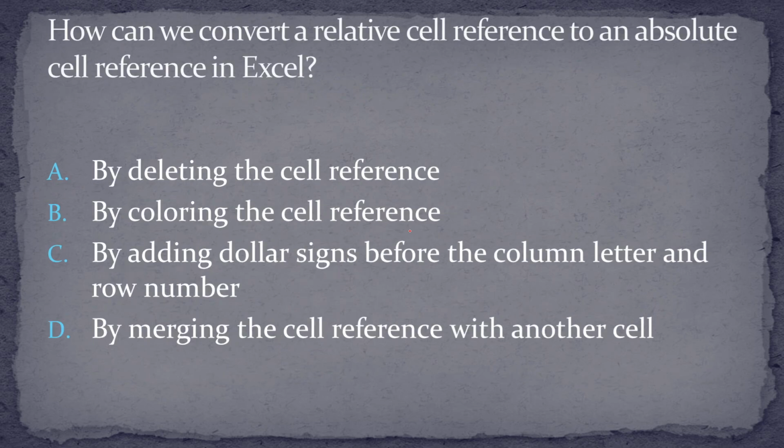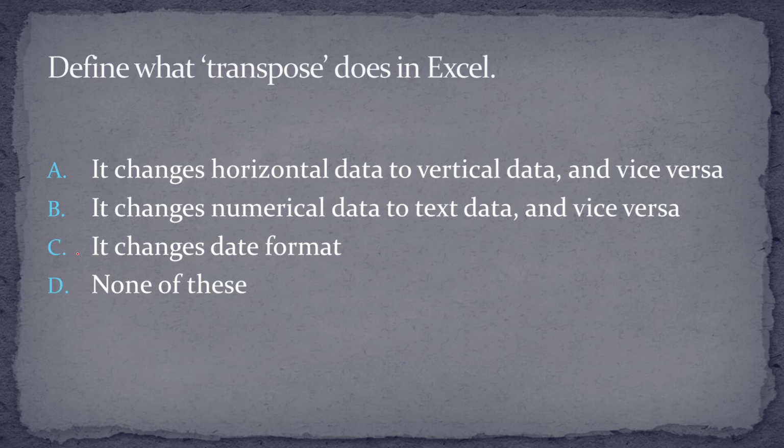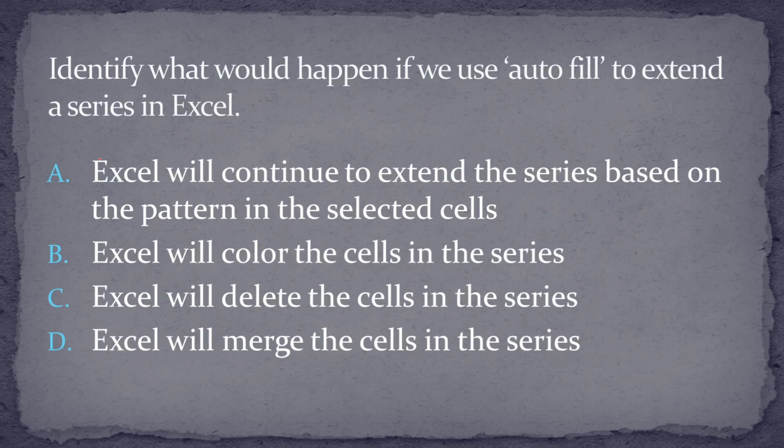How can we convert a relative cell reference to an absolute cell reference in Excel? So it's very easy to convert by adding a dollar sign before the column letter and row number, right? Let's move ahead. Define what transpose does in Excel. Transpose is very important. What it does is change the horizontal data to vertical and vice versa, meaning row to column or column to row.